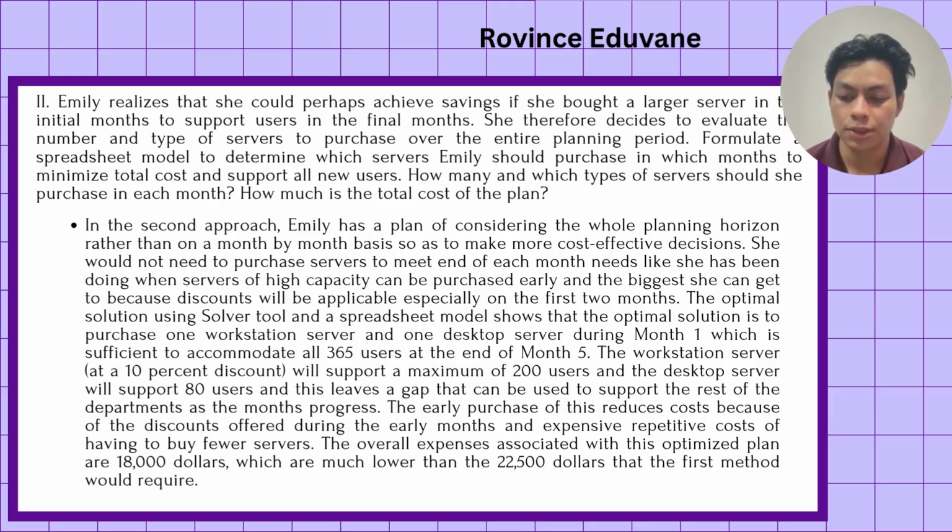The early purchase of this reduces costs because of the discounts offered during the early months and the expensive repetitive costs of having to buy more servers. The overall expenses associated with this optimized plan are $14,000, which are much lower than the $22,500 that the first method would require. Thank you.